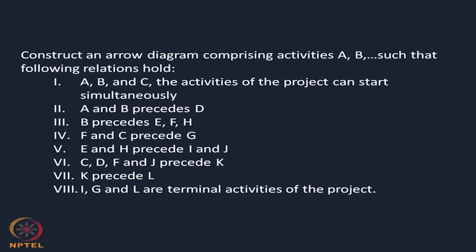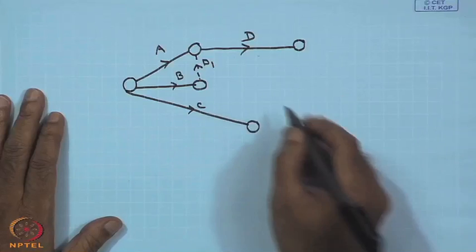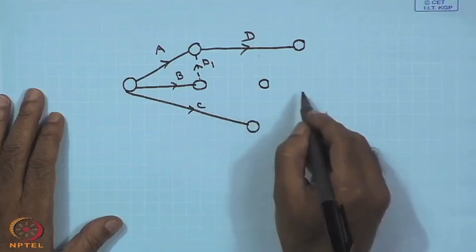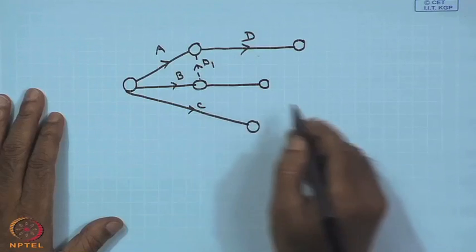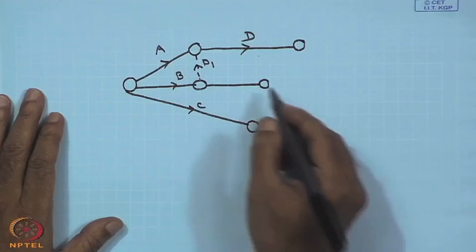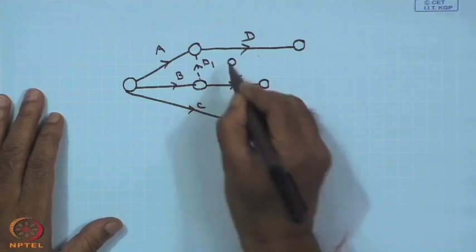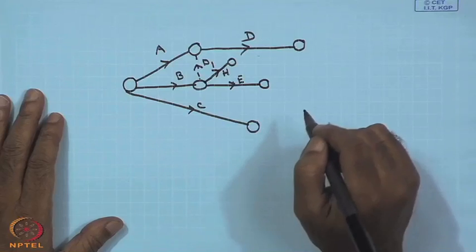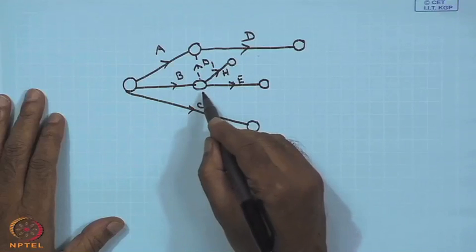Let us see the point number 3. We are telling that B precedes E, F and H. That is, these three activities E, F and H can start only after completion of B. So, this is E. I am drawing this is your H. E and H both will start after completion of this B.